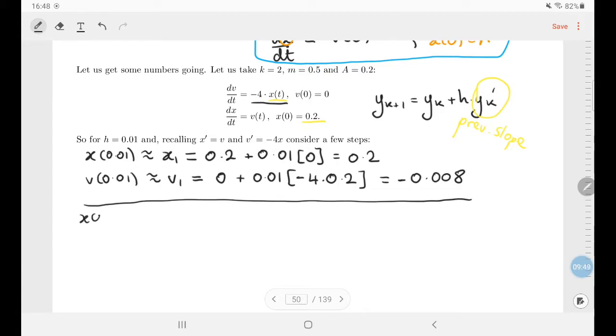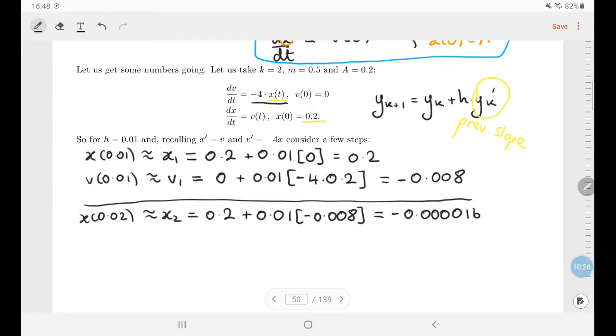So the next x value is approximated by what I call x2, which is equal to the previous x value, which is 0.2, plus the step size, which is 0.01, times the previous slope of x. The slope of x is v, so the previous v is minus 0.008. Bang this into the calculator, what do we get? 0.2 plus 0.01 by minus 0.008. Tiny number.